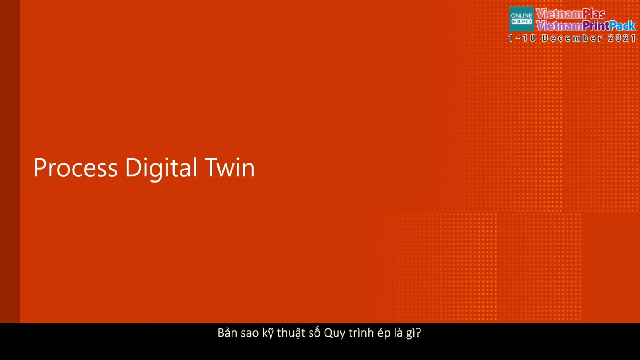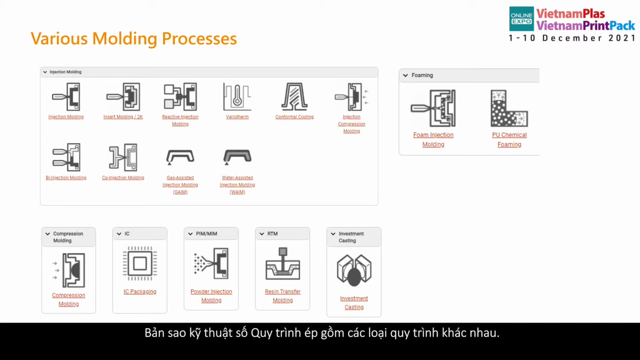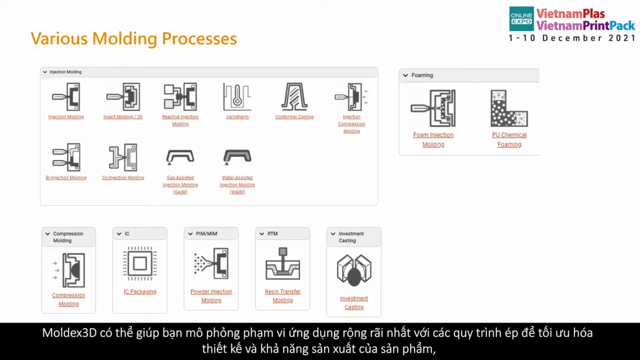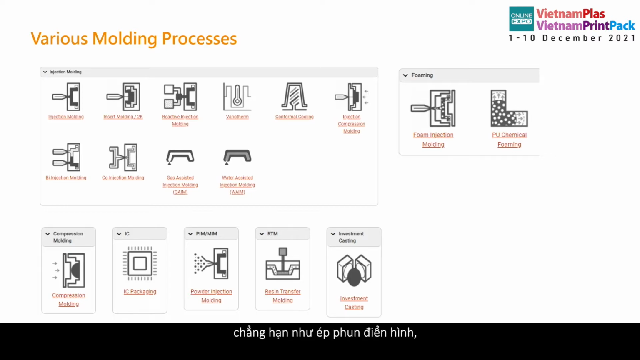What is process digital twin? The molding process digital twin means various process types with the best-in-class 3D analysis technology. Model 3D can help you simulate the widest application range of molding processes to optimize product design and manufacturability, such as typical injection molding, bi-injection, PU forming, powder injection molding, conformal cooling, fiber reinforced material, and so on.